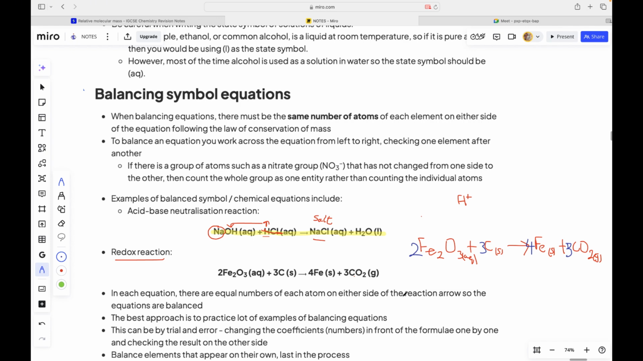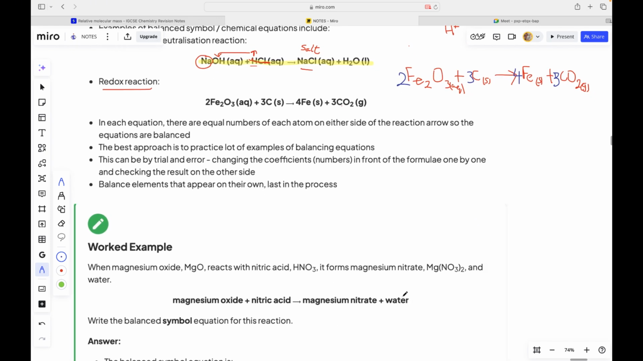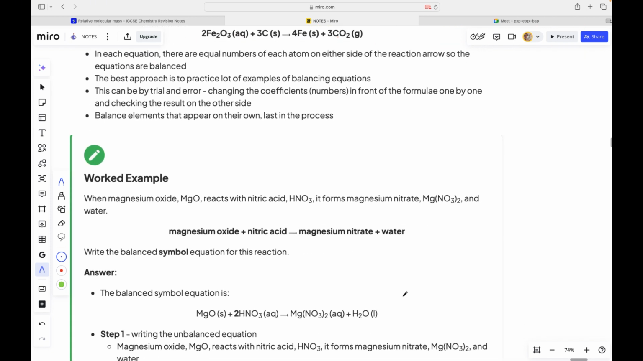Okay, now let's move on, since we've seen an example of how to balance a chemical equation. Now let's see more examples. When magnesium oxide, which is a base, sorry, I said sodium, magnesium oxide.